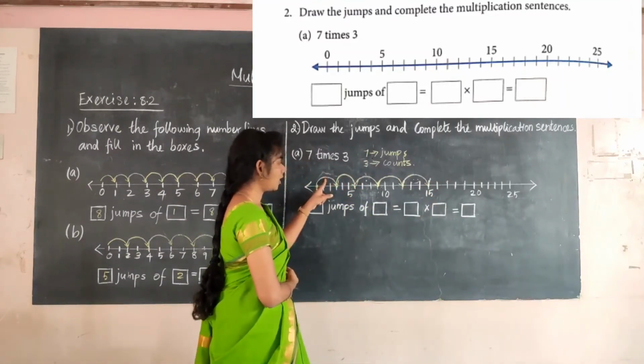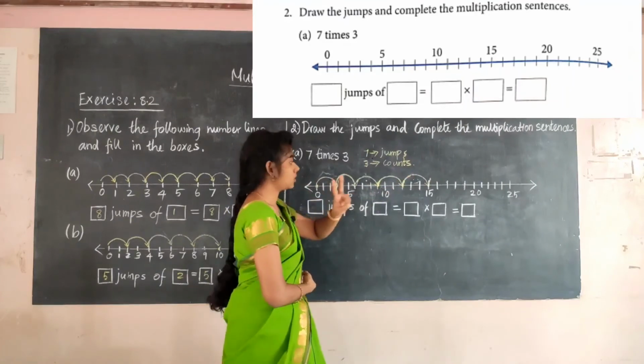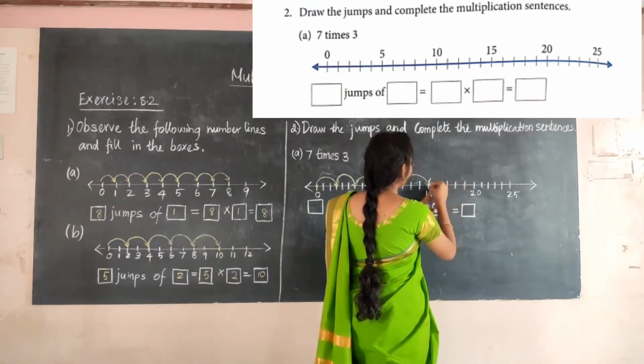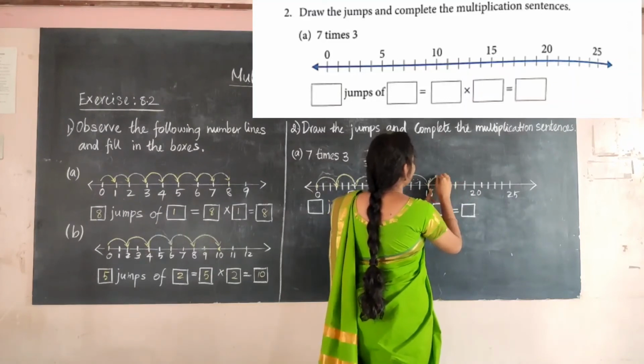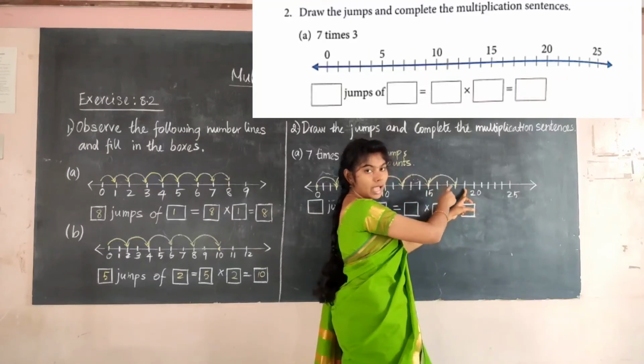So count how many jumps? 1, 2, 3, 4, 5. So the remaining 2 jumps are there. So next to 15, again count 1, 2, 3. So it's here. So draw the jump. And so totally 6 jumps we have drawn now.